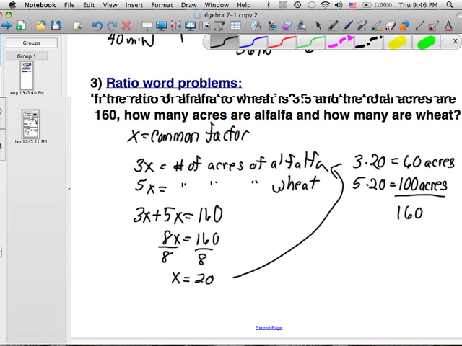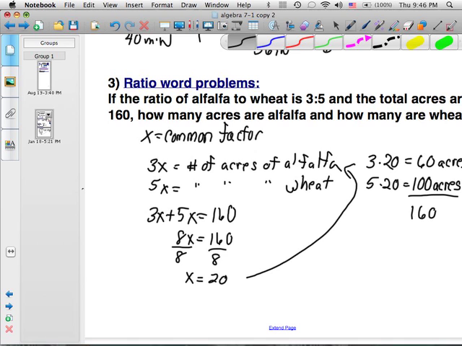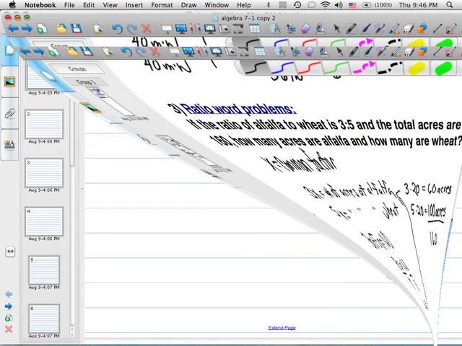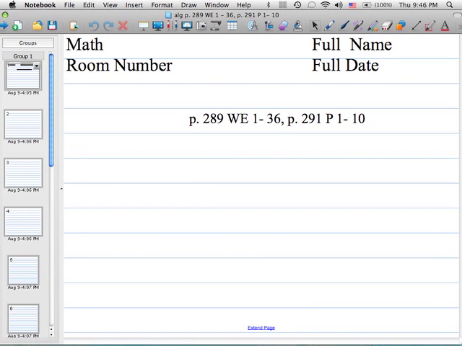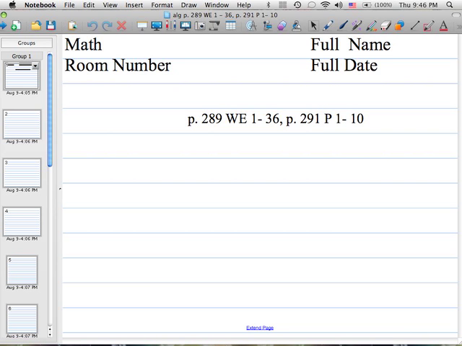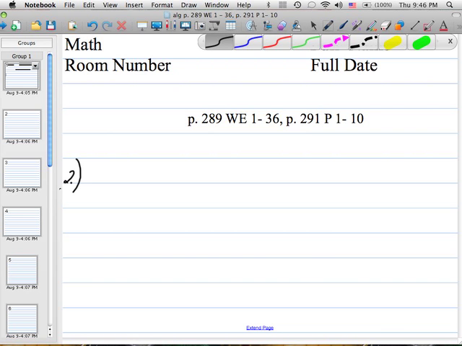That concludes the explanation for Chapter 7, Section 1. You need to get your paper headed, and the title's page 289, problems 1 to 36, and page 291, problems 1 to 10. So your book should be at 289, and we're going to start with number 2. The directions are write each ratio in the simplest form.